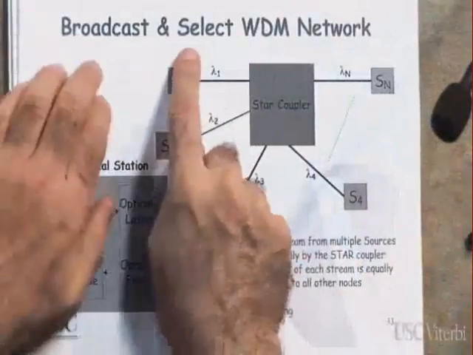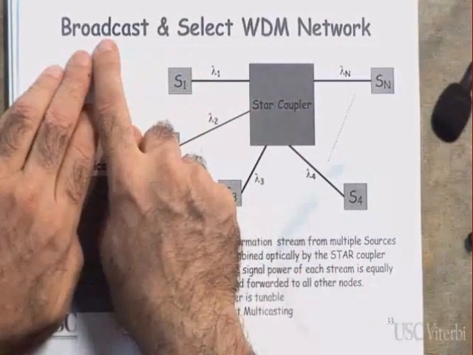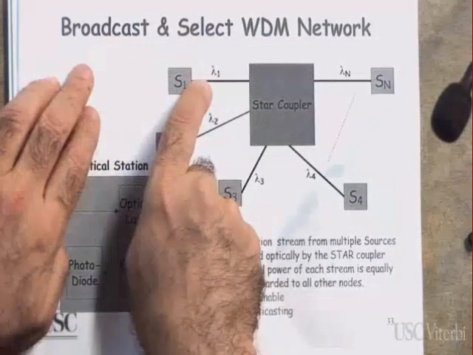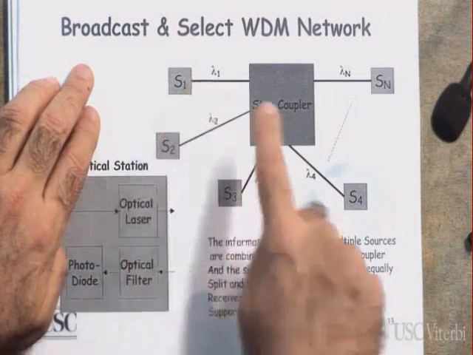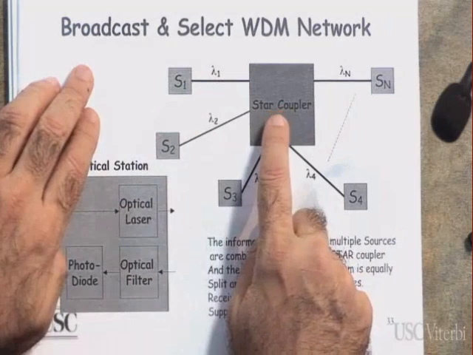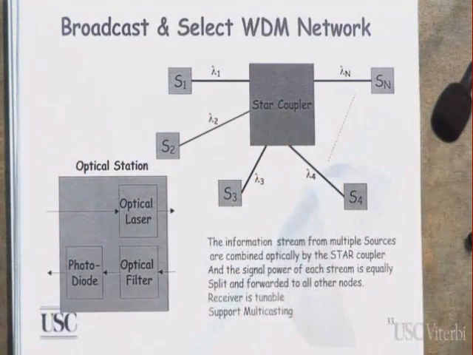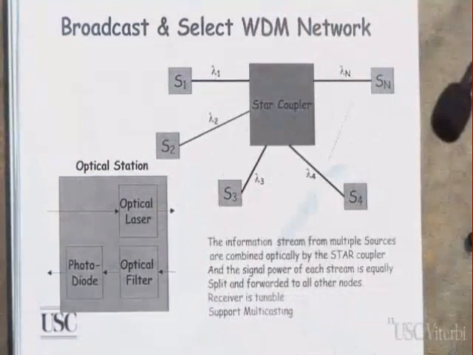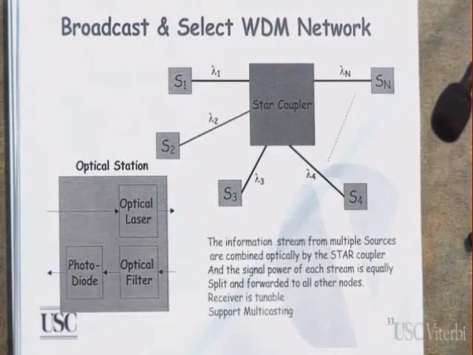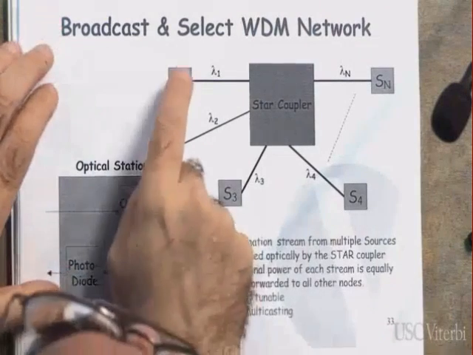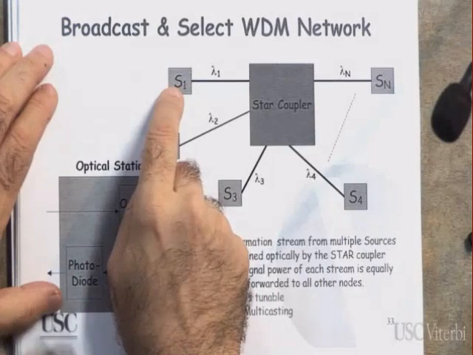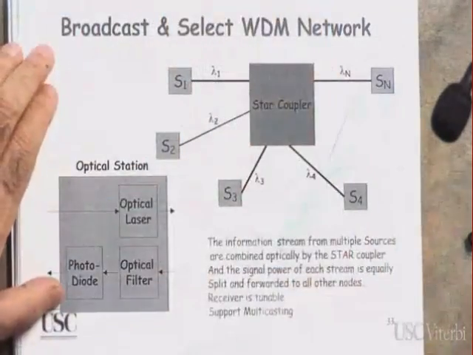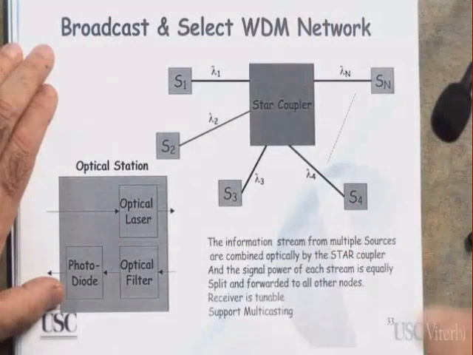A broadcast and select. I want you to understand what I mean by a broadcast. Each one of them is transmitting at a different wavelength. What is the star coupler doing? It is combining all the wavelengths and then broadcasting it to all of them. Did you get my point or not? Each station can be tuned to select one of these wavelengths. What does it mean?